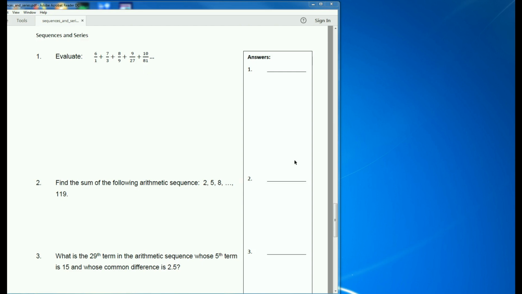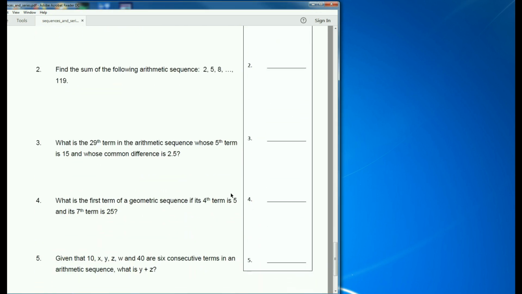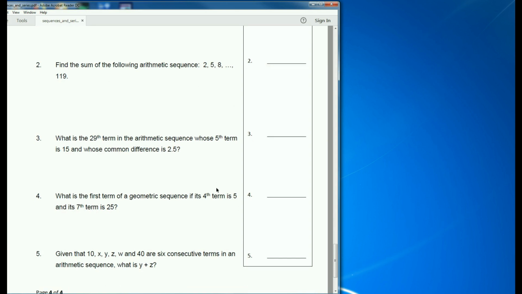Okay, and the rest of the problems are just some typical types of math is cool sequence problems, where you'll want to use the definitions and formulas that we went over on the first couple of pages.